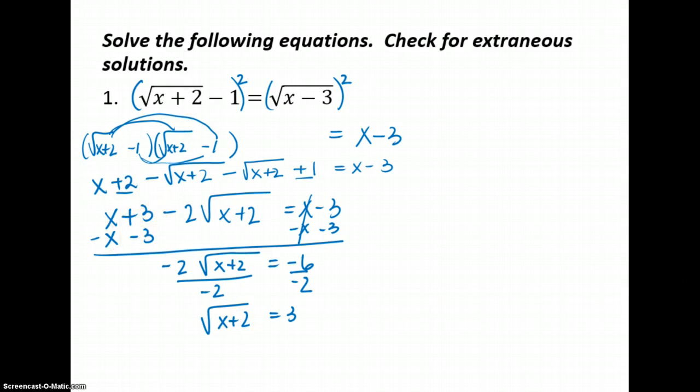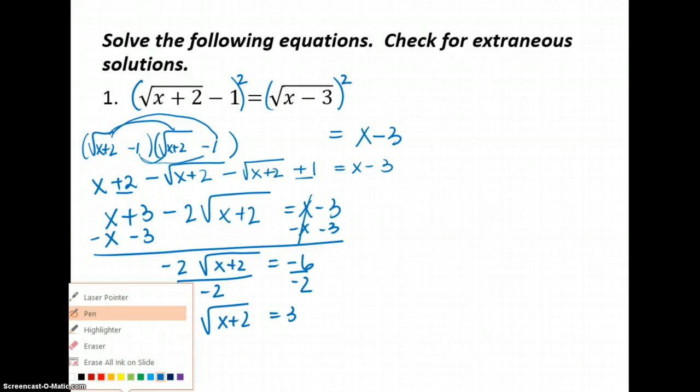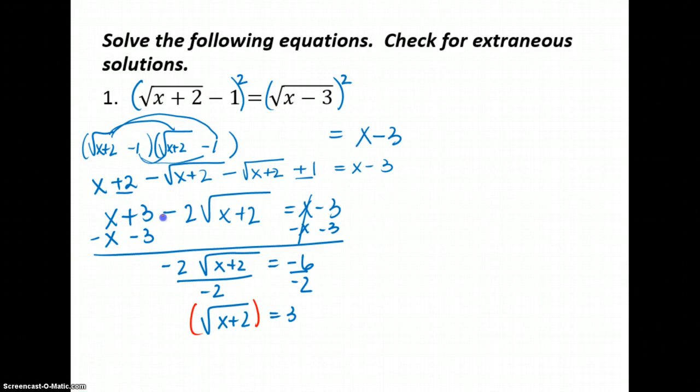I still need that radical off there, so I'm going to go ahead and square both sides again. So square root and squared undo each other. I get x plus 2 equals 9. Subtract 2, x equals 7.